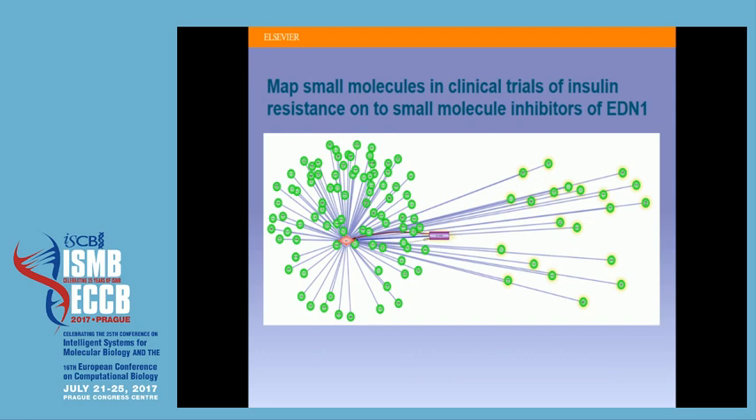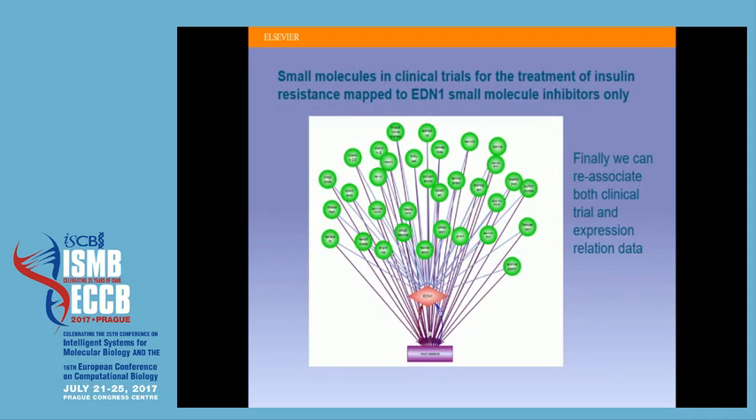So, and what you can then do is you can reassociate the small molecules. So here are the small molecules that are in clinical trials for insulin resistance and also showing their relations as endothelin inhibitors. And this is figure level quality for publication. And so a lot of people like to use Pathway Studio for final figures. We call figure 7 because they're very pretty.